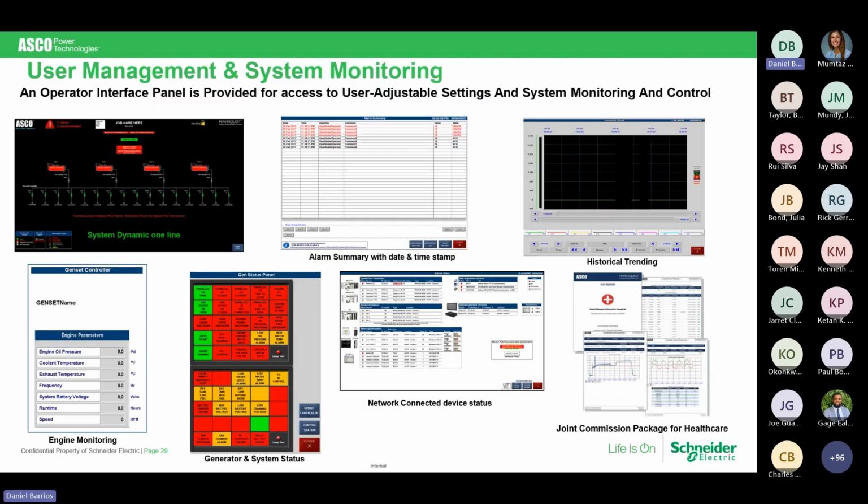A little deeper dive into this, upper left-hand corner, that's the dynamic one line that I spoke of. On the middle side here, that's your alarm summaries. Then you have the historical trending. You may have genset controllers. We typically can read all of those, the Kohler, the Cummins, the Caterpillars or such. The screens there, red, yellow, and green, those are still the status panels. Very quick to look at.